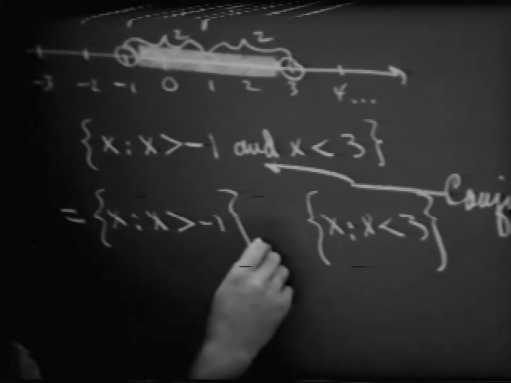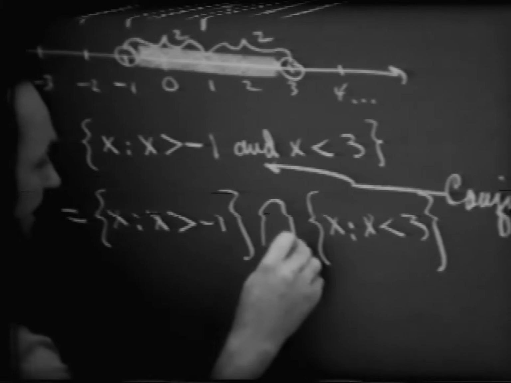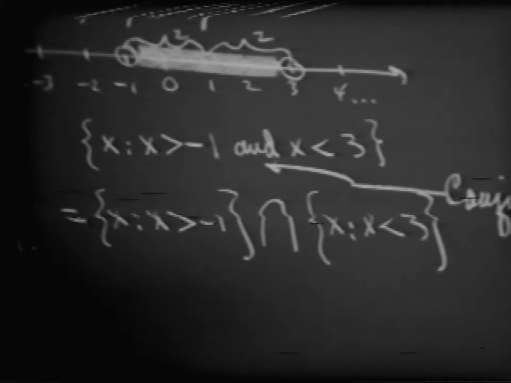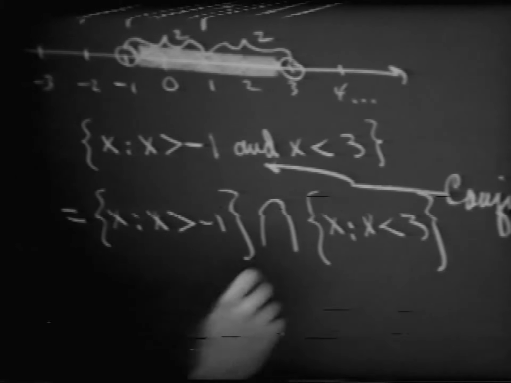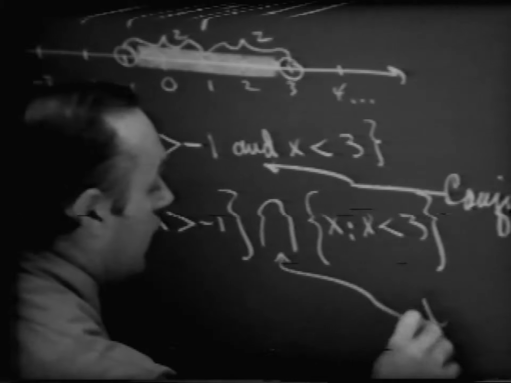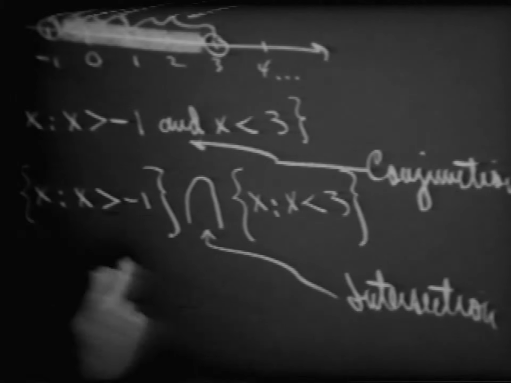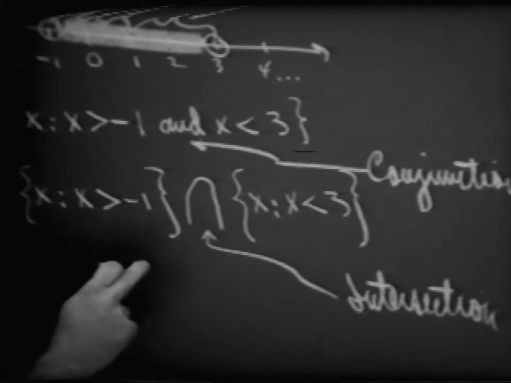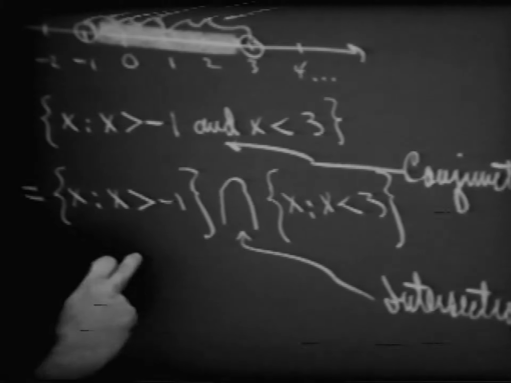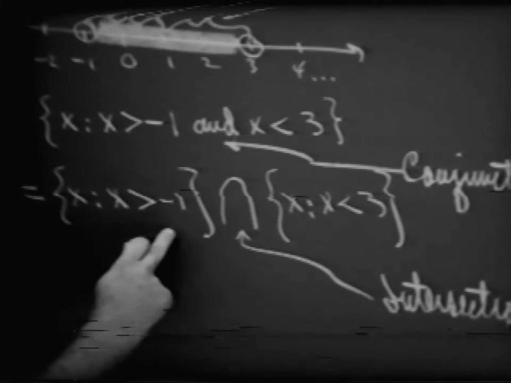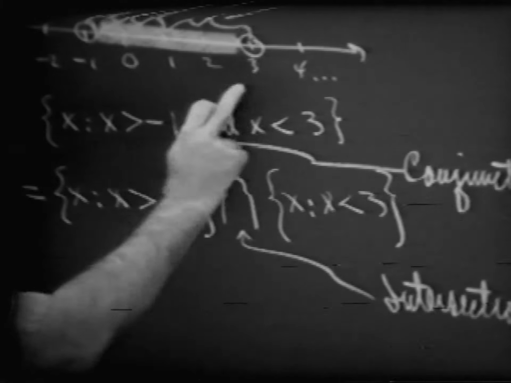Upside down U. An upside down U symbol, good, which we have given a special name called, Rick? Intersection. That's the intersection. All right, I-N-T-E-R-S-E-C-T-I-O-N. The intersection of the two given sets is that set of elements, in this case these points, which are between -1 and 3. Okay?